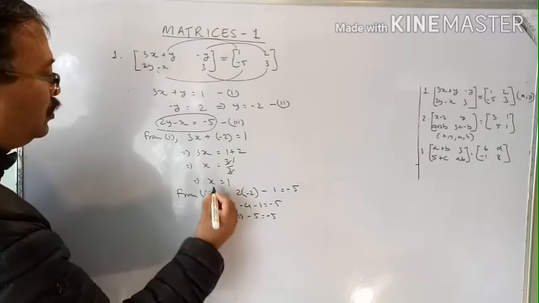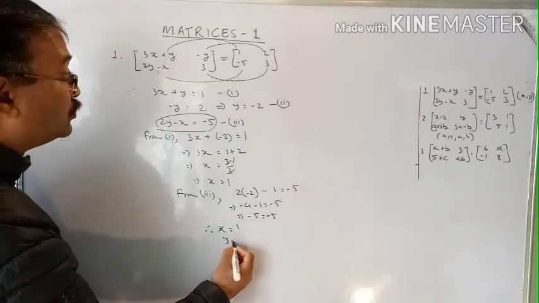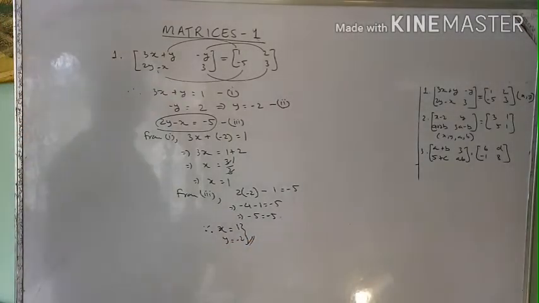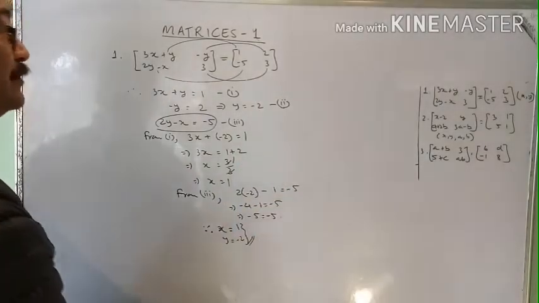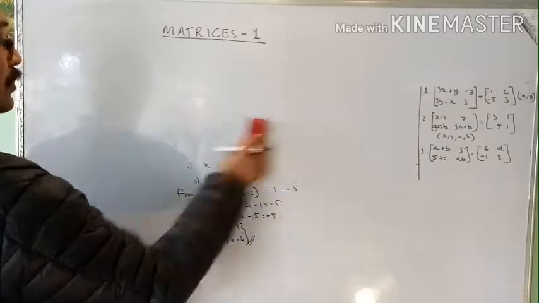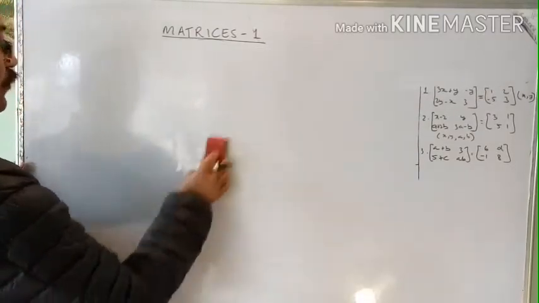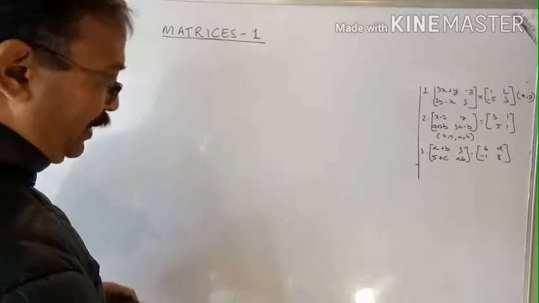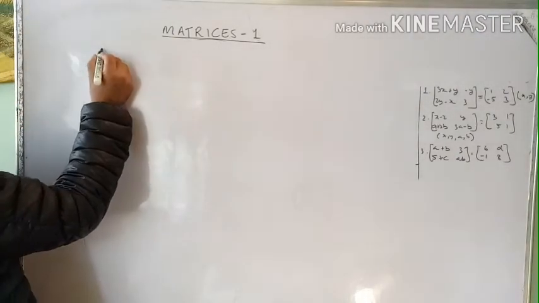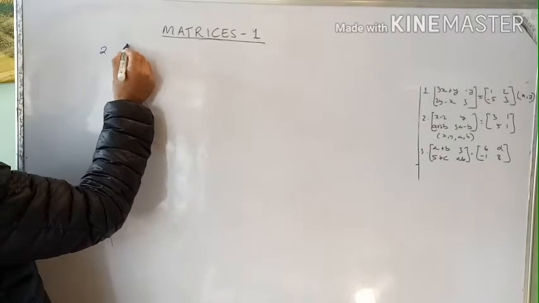So x equal to 1 and y equal to minus 2. So these are the values of x and y. Okay, so to understand better, let's take another example. There are 4 unknown quantities, 4 variables: x, y, a and b. So we have to find the values of all 4. So let's take question number 2.